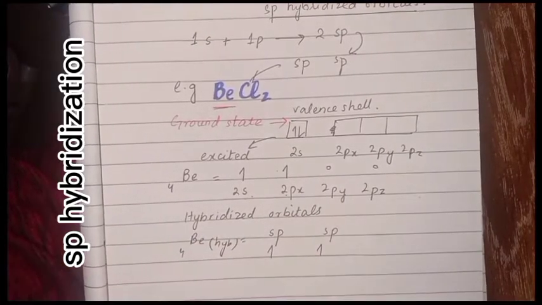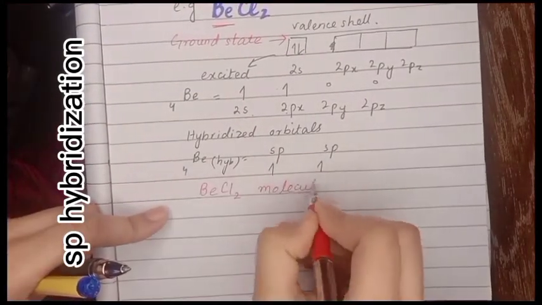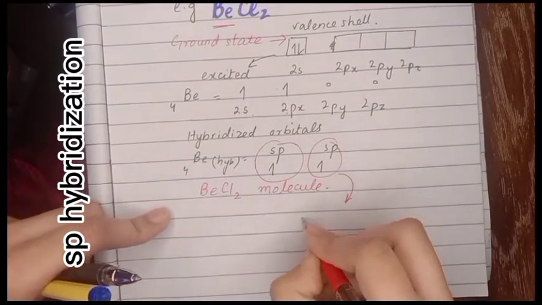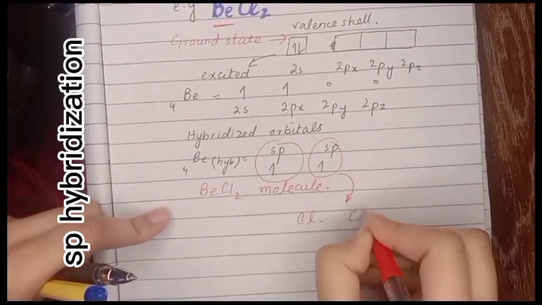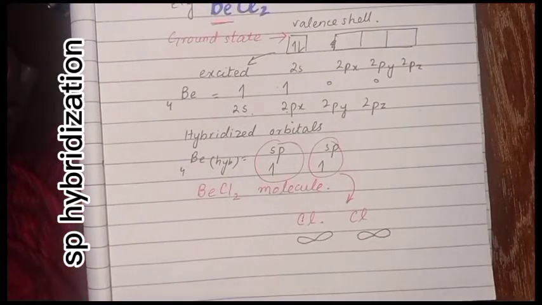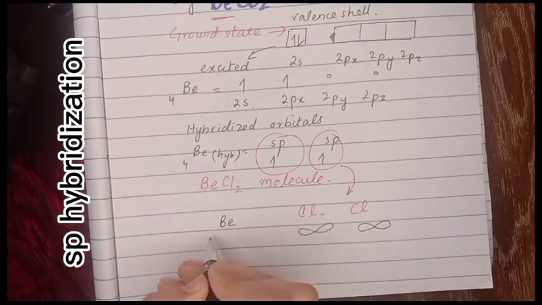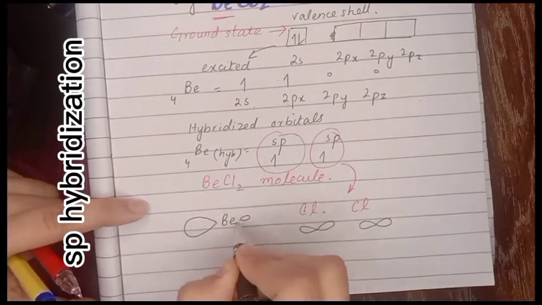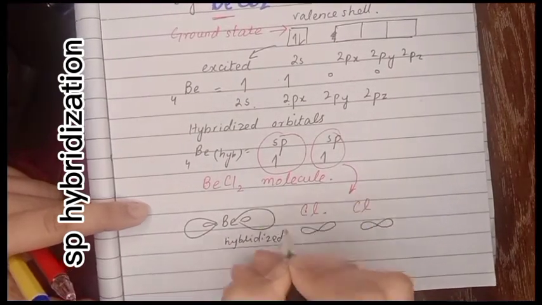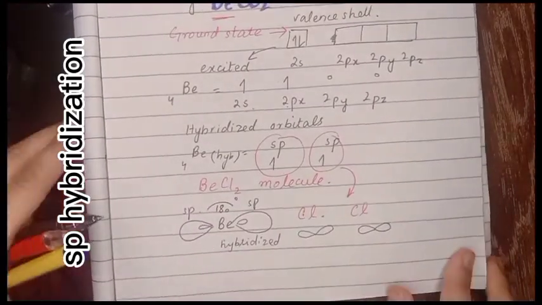So this hybridization causes the structure of beryllium chloride. When beryllium has hybridization in it, then its hybridized orbitals will overlap with the orbitals of chlorine atoms. It has a bond angle of 180 degrees because the orbitals are arranged such that the repulsion is at the minimum.